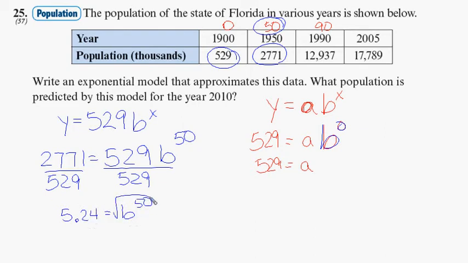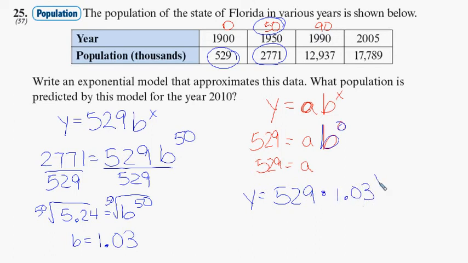and then of course take the 50th root of 5.24, and so for the value of B, I got 1.03, but I left it in my calculator so that there would be no rounding issues. So now I have Y equals 529 times 1.03 to the x power. So here's the exponential model that approximates this data. That's where this answer is right here.